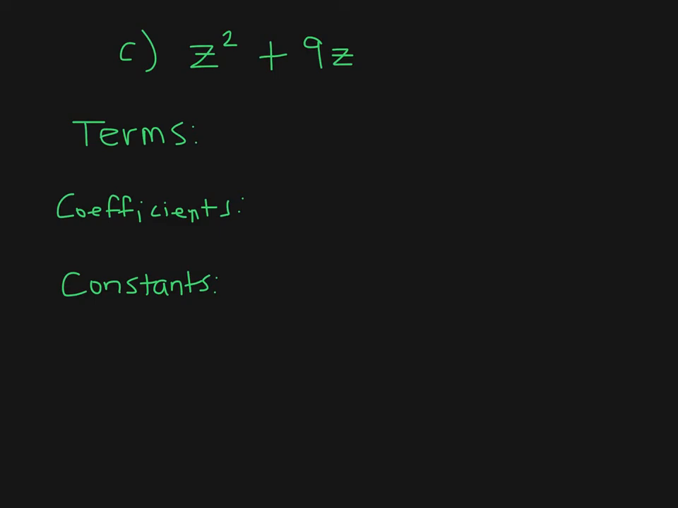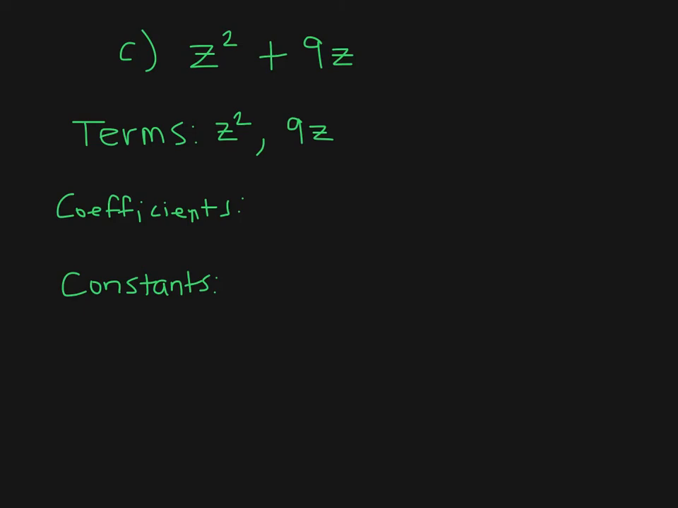All right, we're going to do one more together. Go ahead and pause it and get this written down. But we have z squared plus 9z. So I'm going to figure out what are my terms to start off with here. Well, just looking at the problem, you can see that I've got z squared, and I also have 9z.